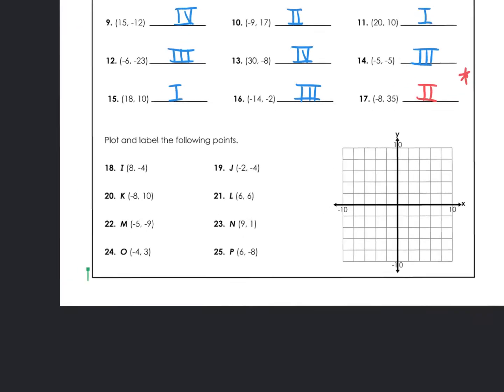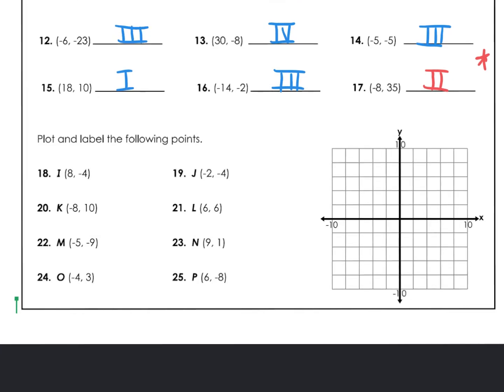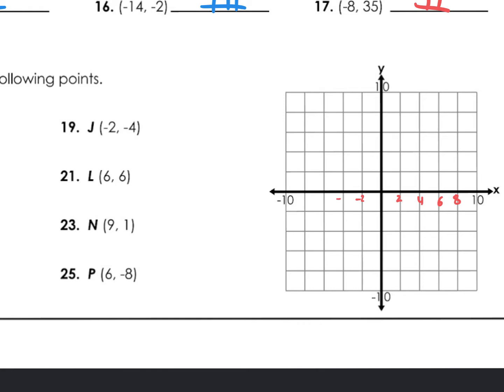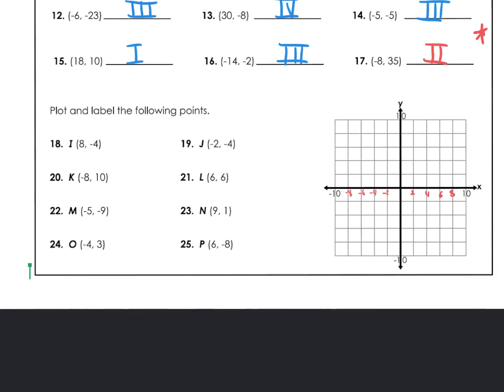Let's take a look where you plotted your points here. So again, this one is counting by 2s. So check your number line, make sure you count it by 2s, right? 2, 4, 6, 8, 10, and same in the negative direction. Check yours there. So if I have +8, -4, it's going to be down here. Make sure that you label it point I when you plot it.